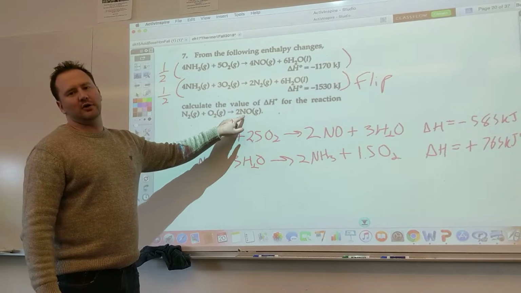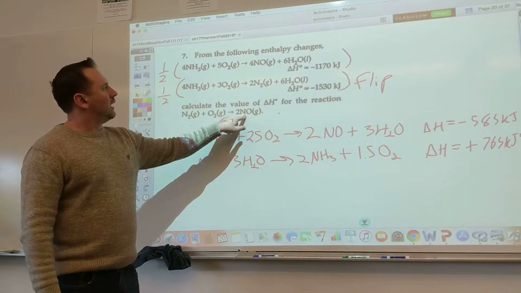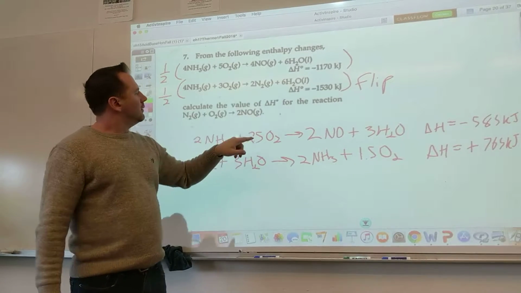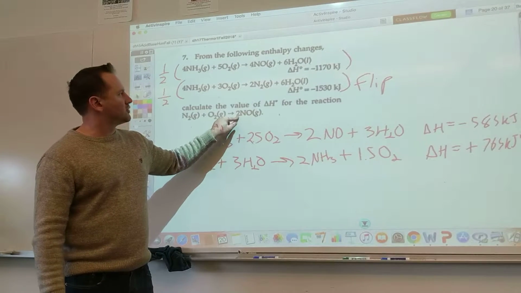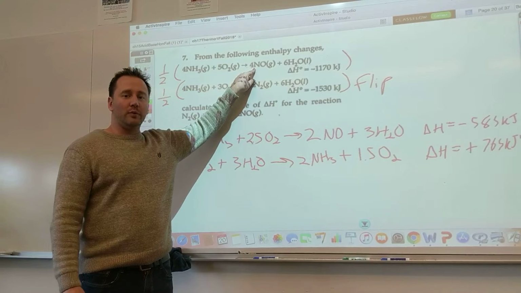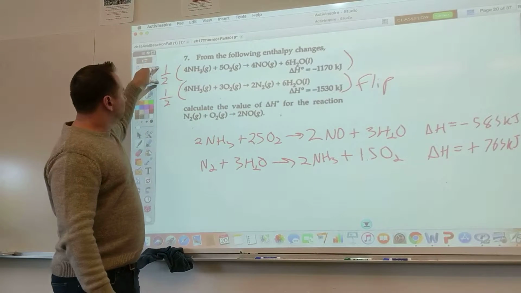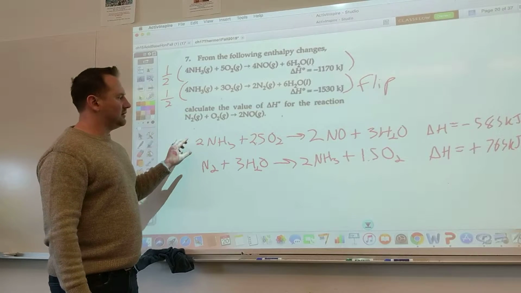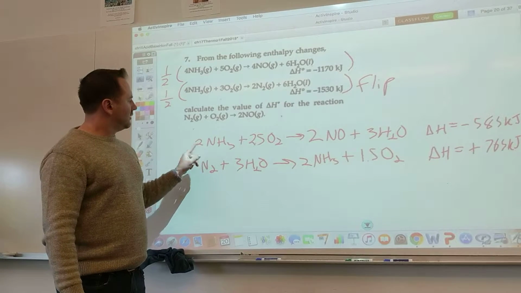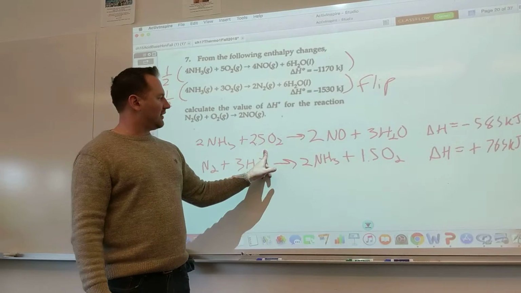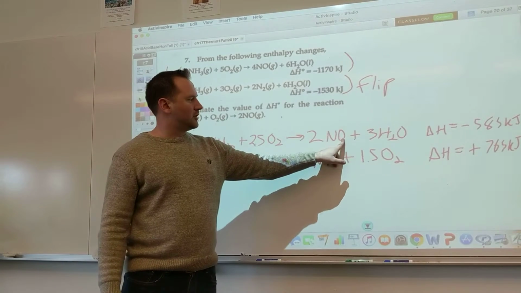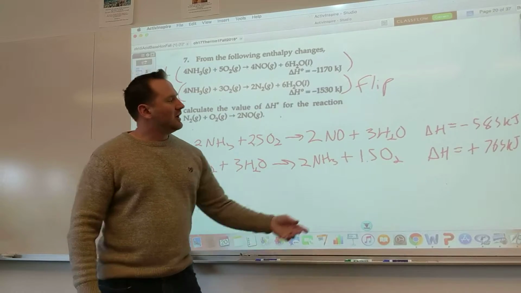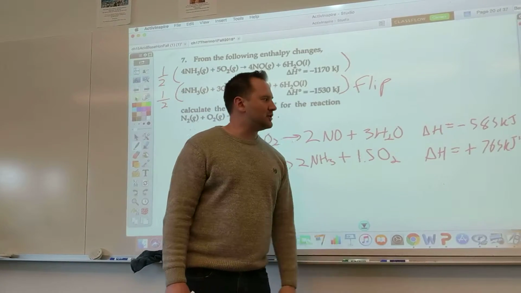So I see that NO is a product. So I look up here, I see that it's also a product. So I don't need to flip the equation. But I do see that this only has a coefficient of 2, where that has a coefficient of 4. So the way that I can amend that is I can multiply this by 1/2, and that would give me the equation. It would make it 2 ammonia plus 2.5 oxygen gives you 2 nitrogen monoxides and 3 waters. So I just multiplied everything in there by 1/2, and I also did that to my delta H.